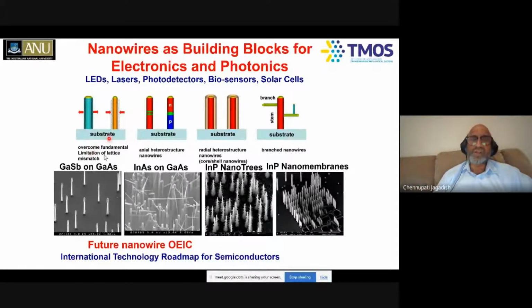So when you're trying to grow two-dimensional materials, you always have to worry about the lattice constant of the layer you're depositing and the lattice constant of the substrate. If there's a huge lattice mismatch and the layer relaxes back to its original lattice constant, it ends up creating a lot of dislocations.